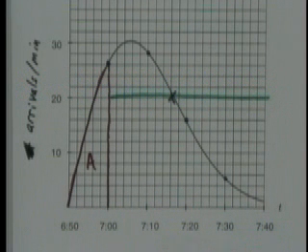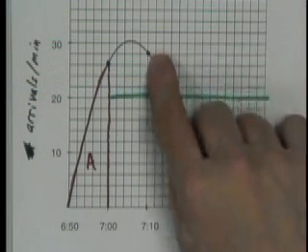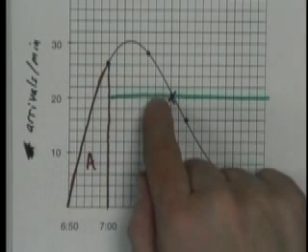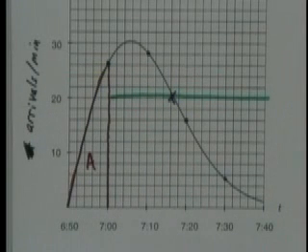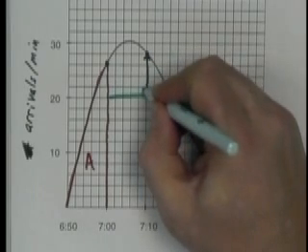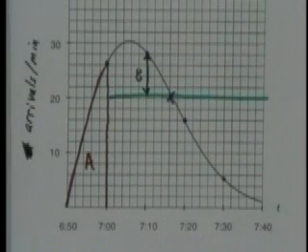And then how fast is the line growing at 7:10 is just reading the graph. That point looks like it's about 28, and they're serving 20 people, so this difference here is about 8. So about 8 people per minute is how fast the line is growing at 7:10.